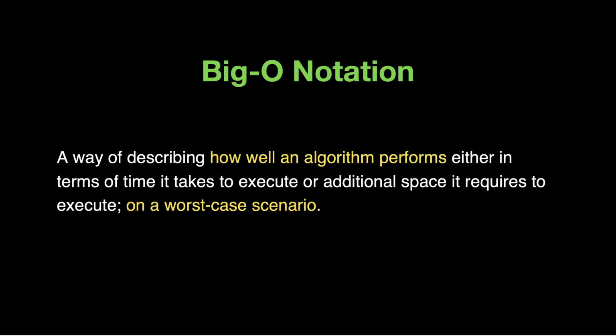BIGO notation is generally used to analyze algorithms in the worst case scenario. That means when everything goes wrong, what would be the upper bound of our algorithmic performance? We will try to analyze that with our BIGO notation.